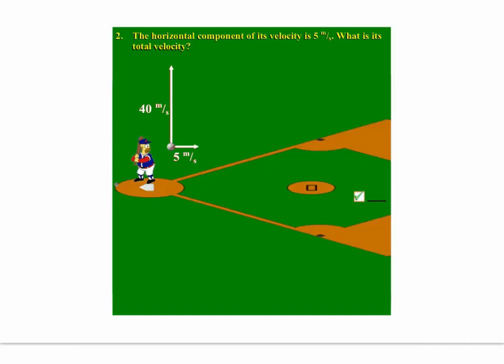So number 2 tells us that the horizontal component is 5 meters per second, and then asks for what the total velocity is. Typically in these problems, we'll give you the actual velocity and the angle that it was shot up at the ground from, and then ask you to figure out the components.